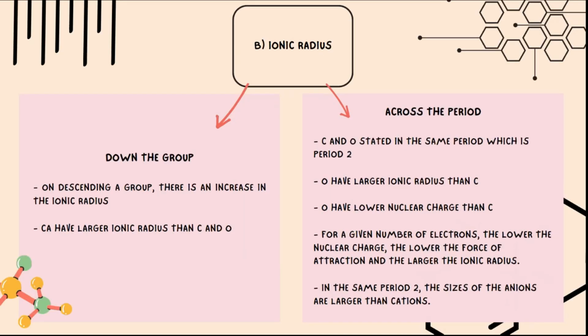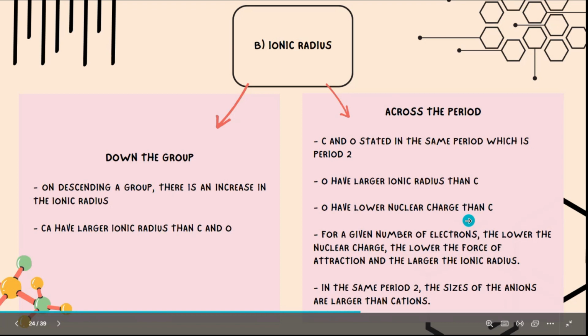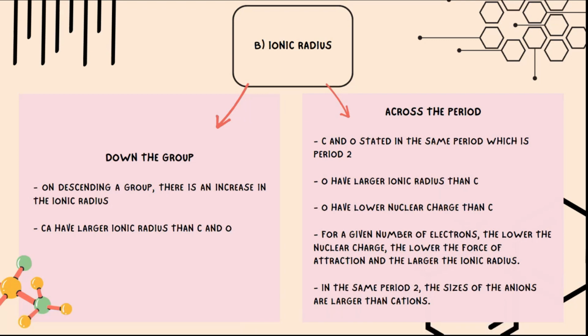Down the group, on descending a group, there is an increase in the ionic radius. Calcium has a larger ionic radius than carbon and oxygen. Across the period, oxygen has a larger ionic radius than carbon. Oxygen has a lower nuclear charge than carbon. For a given number of electrons, the lower the nuclear charge, the lower the force of attraction and the larger the ionic radius. In the same period too, the size of the anions is larger than cations.